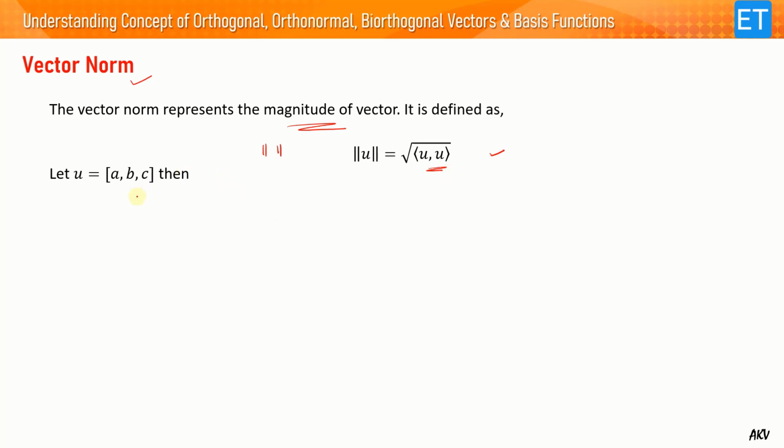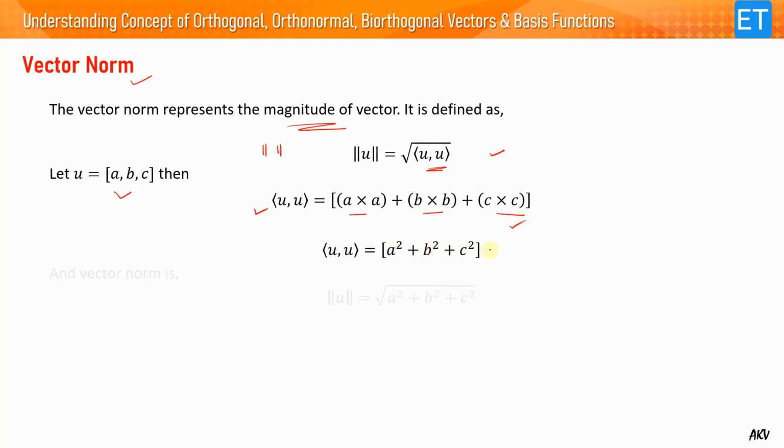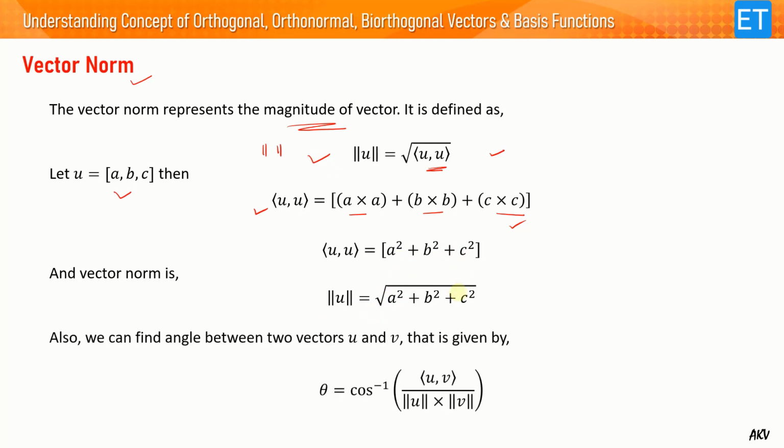Just consider a vector u in three-dimensional space having the elements a, b, c. Then its self inner product will be a into a, b into b, and c into c. I mean element to element multiplication, first with first, second with second, and third with third. So this is a square plus b square plus c square. So the norm by this equation is the square root of a square plus b square plus c square. That is how you can get the magnitude of the vector in an n-dimensional space.